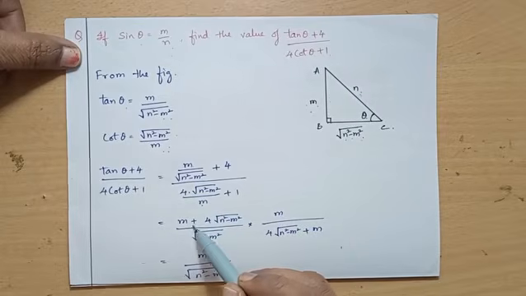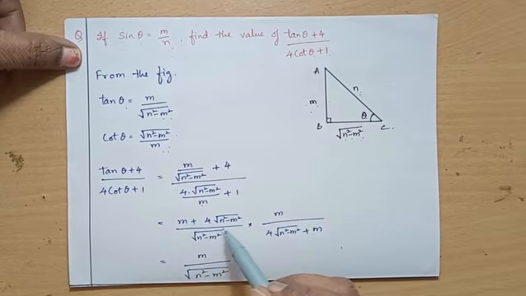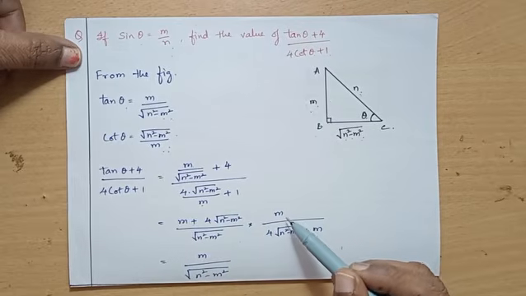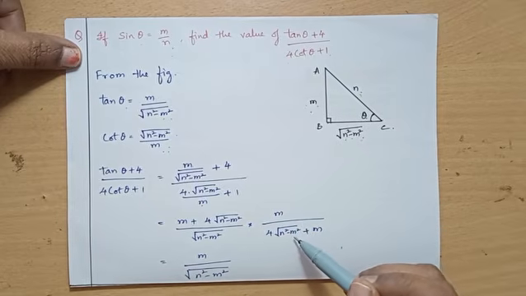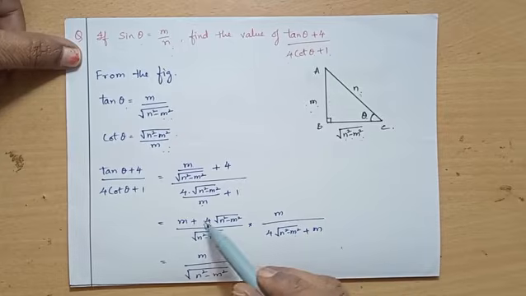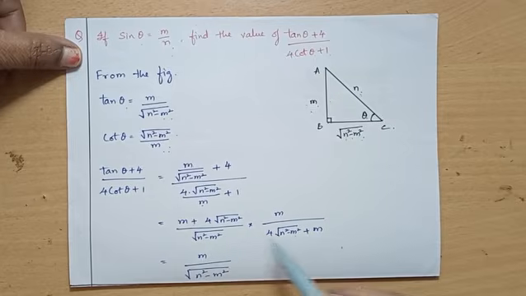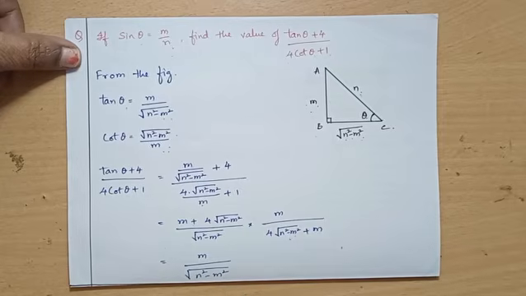this, and by simplifying it, we get m plus 4 square root of n square minus m square divided by square root of n square minus m square into its reciprocal, that is m by square root of n square minus m square into 4 into square root of n square minus m square plus m. Here, the m plus 4 square root of n square minus m square gets cancelled. We get the answer as m by square root of n square minus m square.